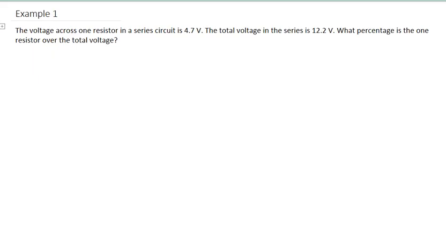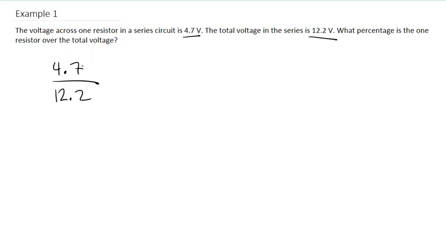Example 1. The voltage across one resistor in a series circuit is 4.7 volts. The total voltage in a series is 12.2 volts. What percentage is the one resistor over the total voltage? So our first step will be to put this into a fraction. So we see that we need to put the 4.7 over 12.2. So we have our part over our whole.